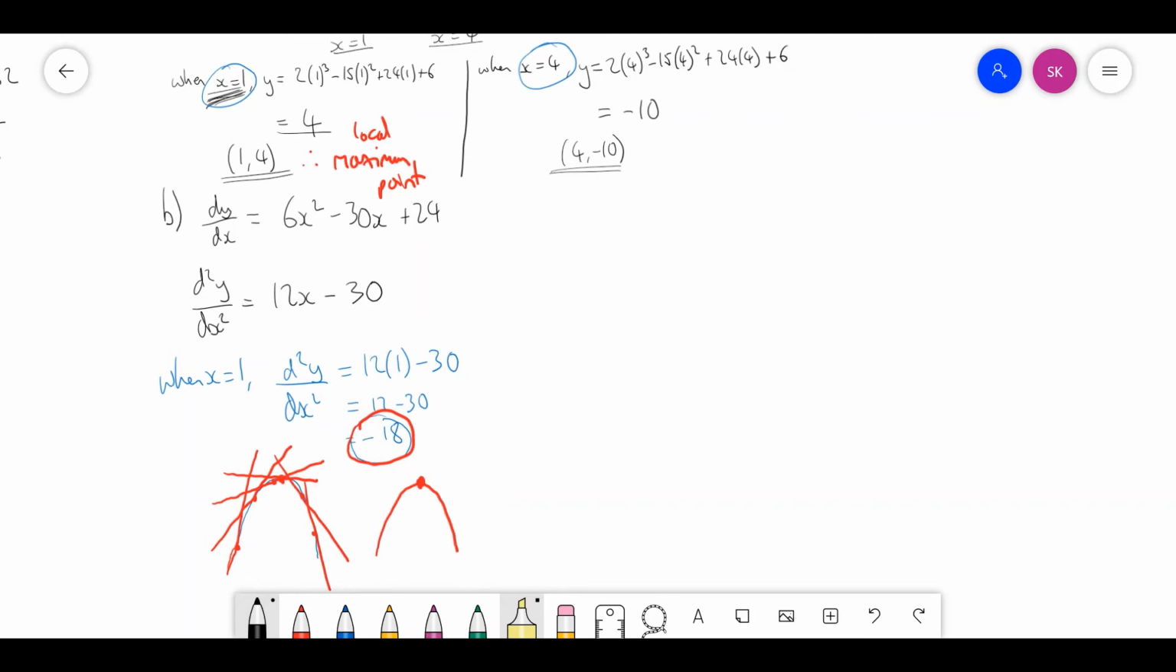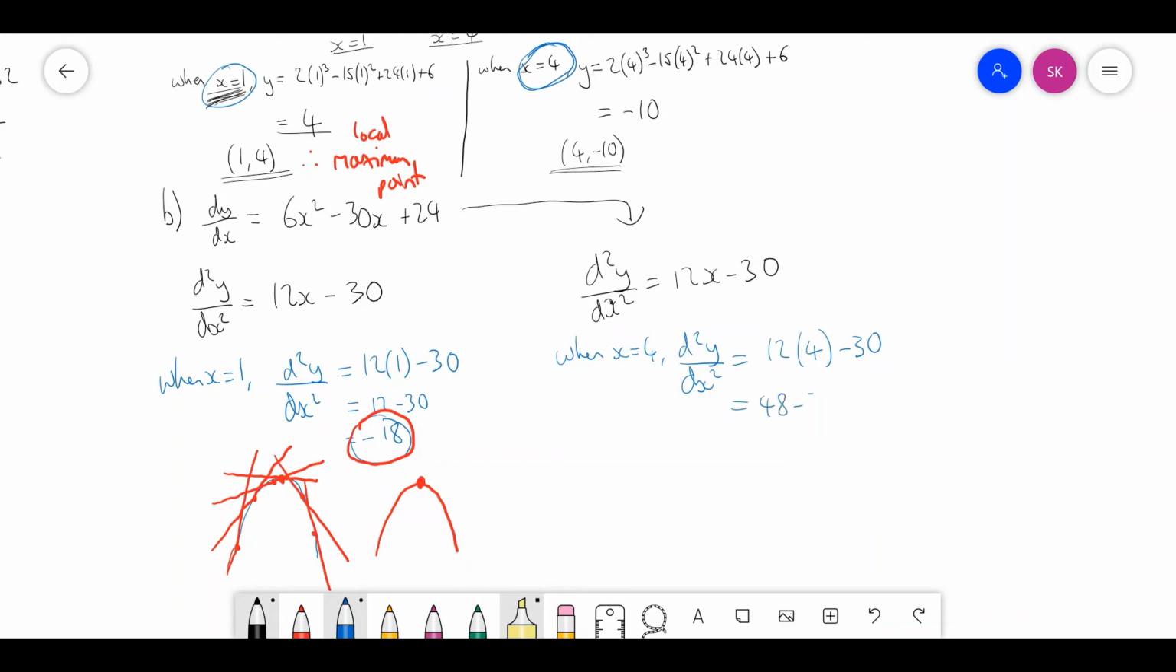So again, we're using this differential equation, which means we're using the same second order derivative. But this time the difference is we're dealing with when x is 4. We're saying when x is 4, d2y by dx squared is 12 brackets 4 minus 30, which is 48 minus 30, which is 18. What this means is that at all times the gradient is increasing.